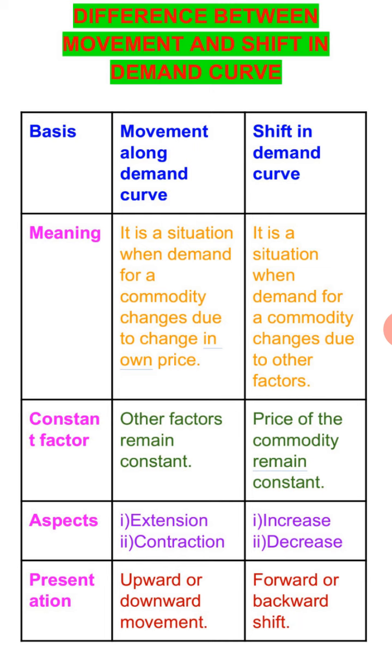If we talk about movement along the demand curve, in this condition other factors remain constant. What remains constant, beta? Other factors remain constant. But if you talk about the shift in the demand curve, in this condition the price of the own commodity remains constant. There is no change in price here. Third basis, that is the aspects. If we talk about the aspects of movement, it is extension and contraction. And the aspects of shift in the demand curve are increase and decrease in demand.